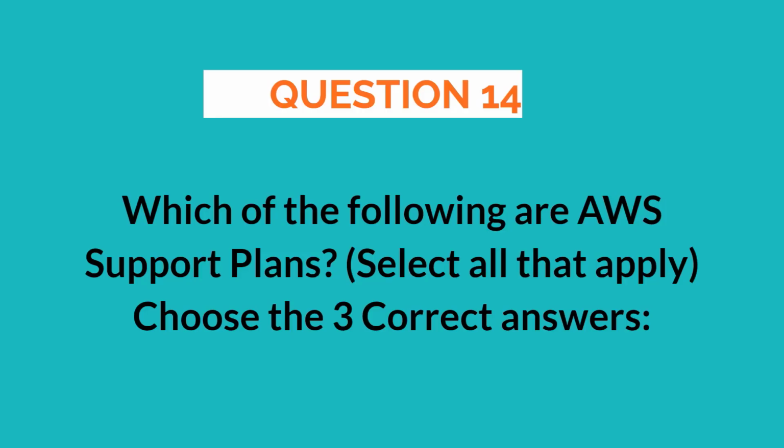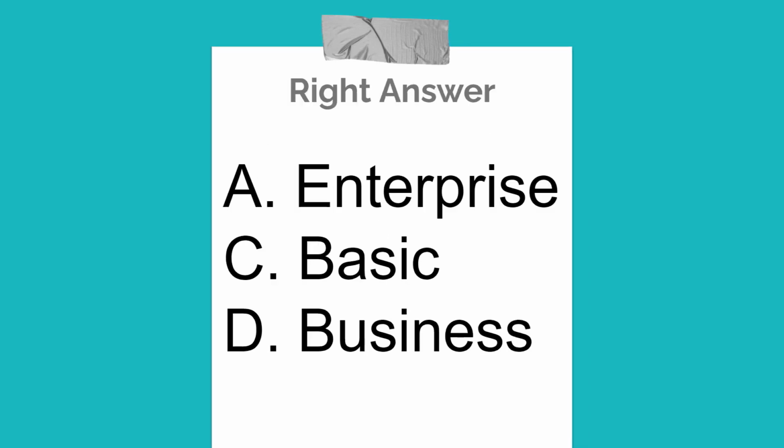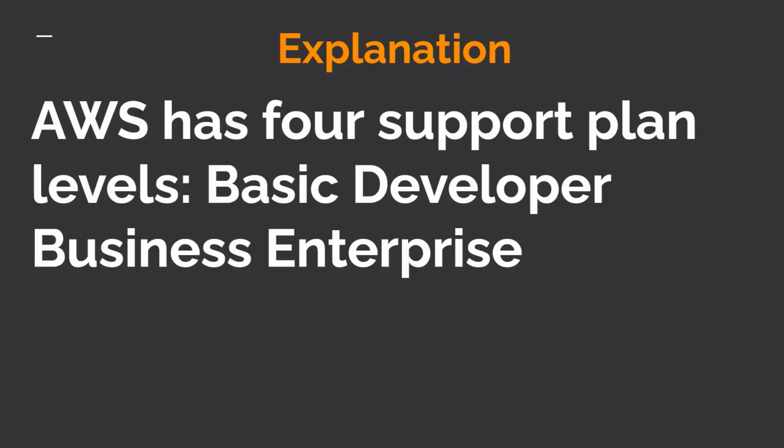Question 14. Which of the following are AWS support plans? Select all that apply. Choose the 3 correct answers. Option A. Enterprise, B. Expert, C. Basic, D. Business. Right answer is A. Enterprise, C. Basic, D. Business. Explanation: AWS has 4 support plan levels: Basic, Developer, Business, Enterprise.